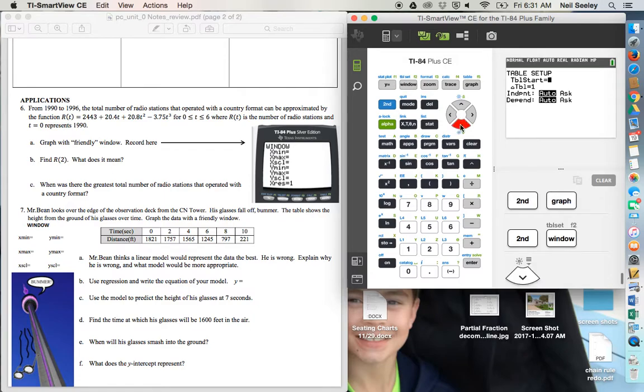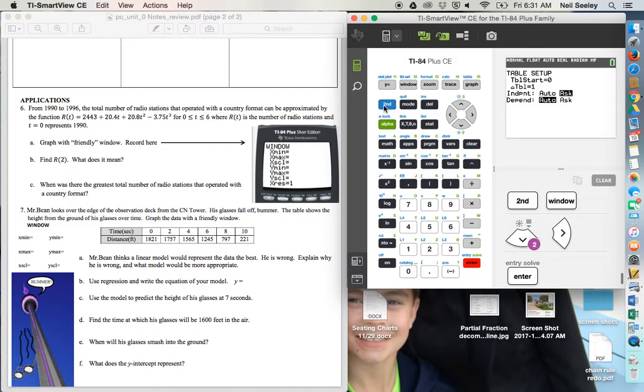Input, output. And if you go down, I want you to put Ask for independent. Not leave dependent on Auto, but make it Ask for independent. So you hit enter and leave this for the foreseeable future, because it makes your table pretty useful throughout the rest of the semester. Now when we go back, we're done, so you don't need to do anything.